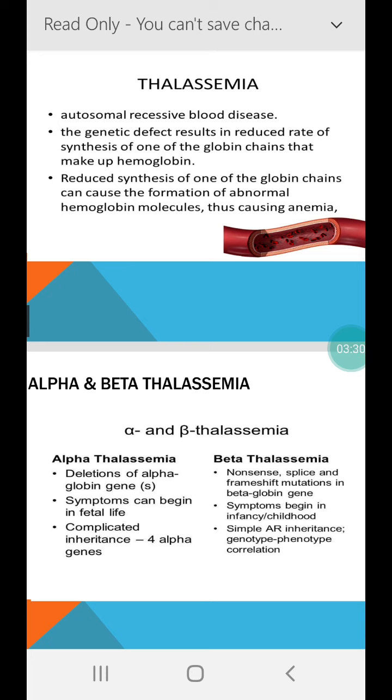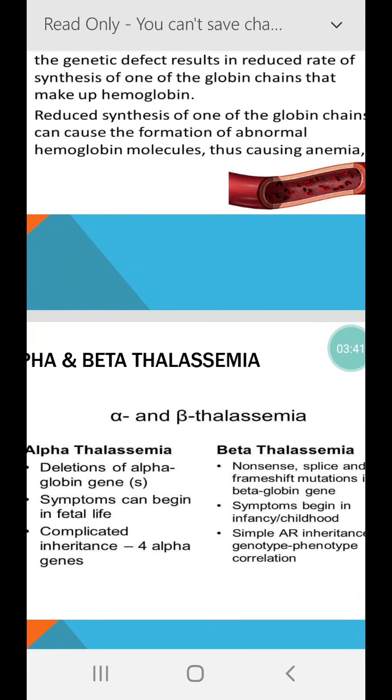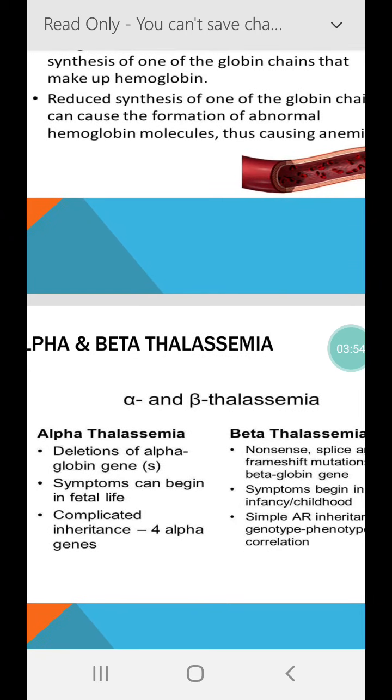So thalassemia is a quantitative abnormality of polypeptide globin chain synthesis. It is a quantitative abnormality of polypeptide, which means protein. Which protein? Globin chain synthesis. So again we have alpha thalassemia and beta thalassemia.